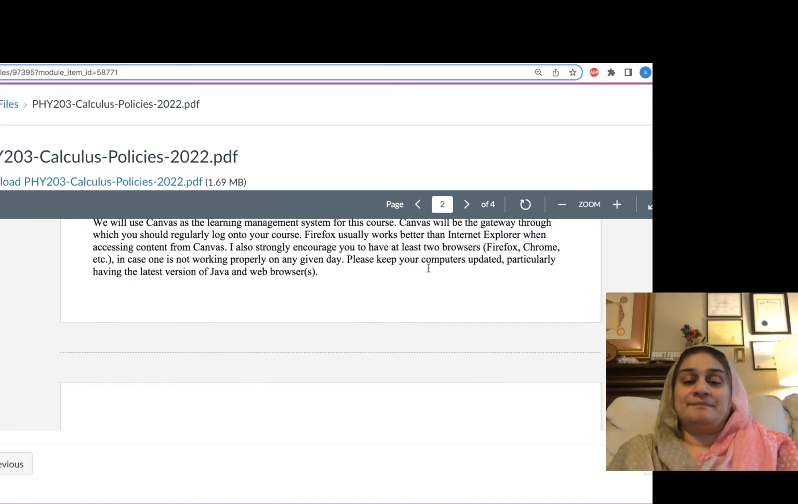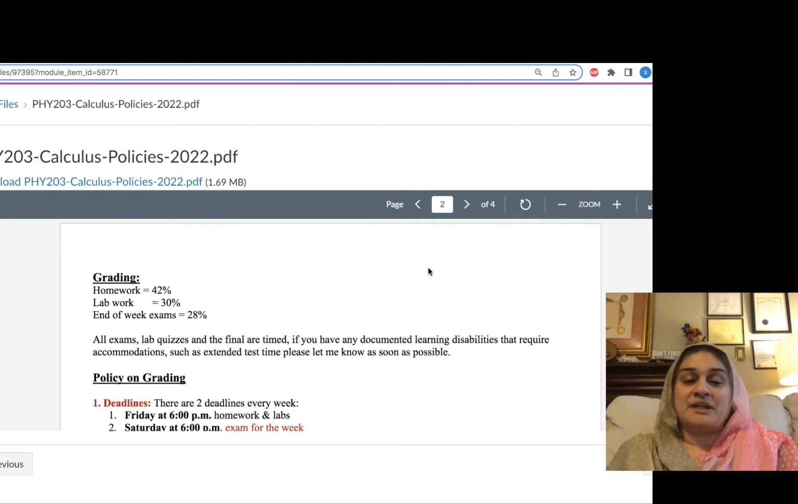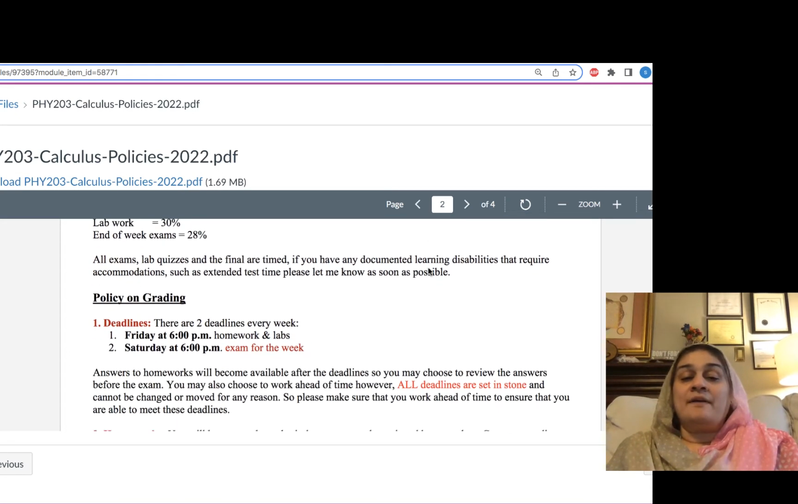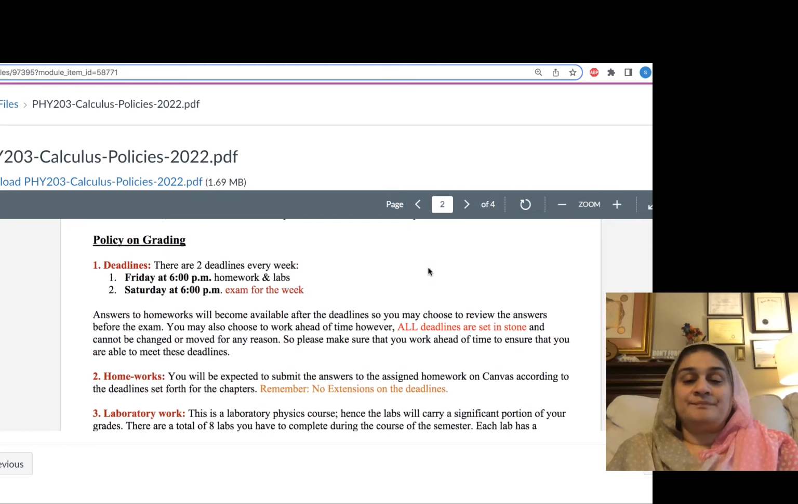The grading policy of the course is homework is worth 42%, lab work is worth 30%, and the end of week exams are 28%. There are 2 deadlines in a week, Friday at 6 p.m. for all the homeworks and the labs of the week, and Saturday for the exam of the week.